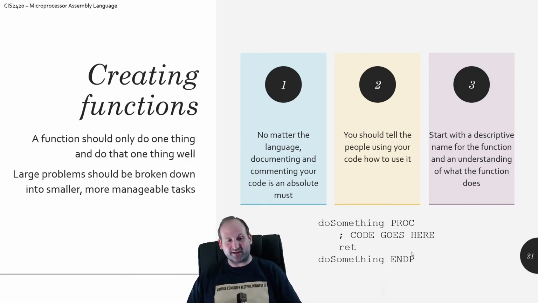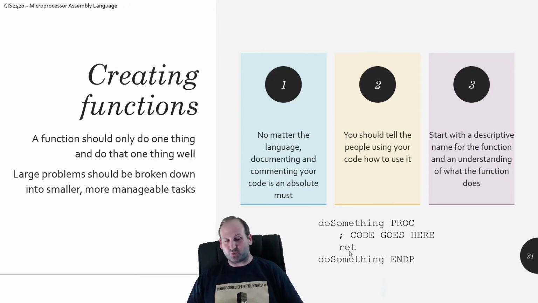So this is the general syntax here. Notice it's proc and np. All of this goes in the code segment. It does not go inside main. It's its own separate thing, right? You do not put functions inside other functions. And so it's proc for procedure and np for end procedure.